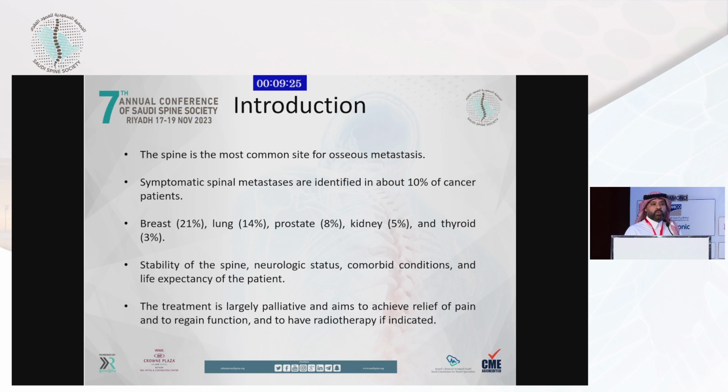So as we all know, the spine is the most common osseous site for mets. Usually it comes from breast, lungs, prostate, and kidneys, as it goes. It's symptomatic mets in around 10% of all cancer patients. Stability and neurological status, comorbidity, life expectancy, all these things should be considered when treating these patients.